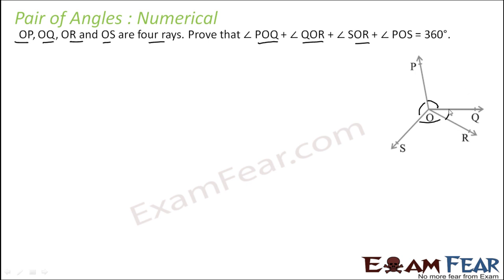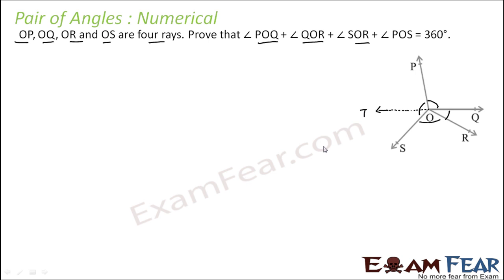You start from one point and you go back to the same point. It is 360 degrees, we know this. But to prove it, we need some statements. Till now, what we know is linear pair of angles and vertically opposite angles. So what we can do is draw a line here, and let's call this T.